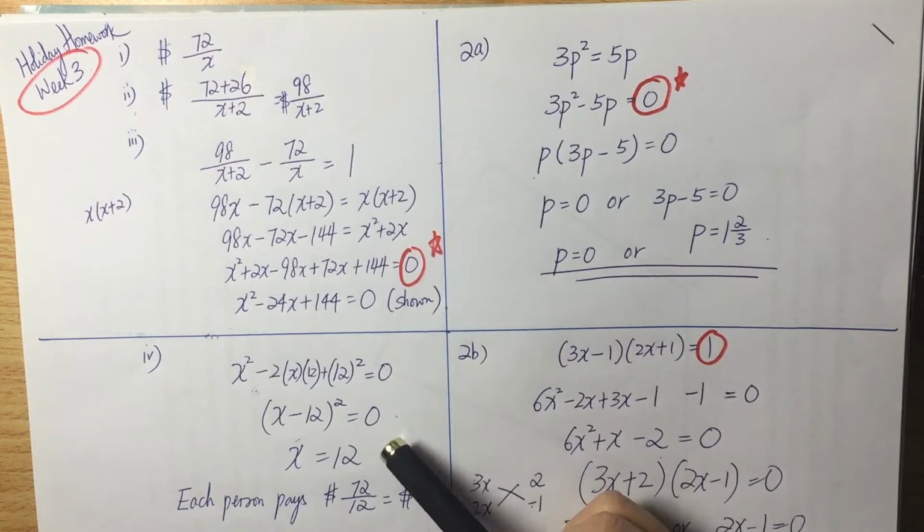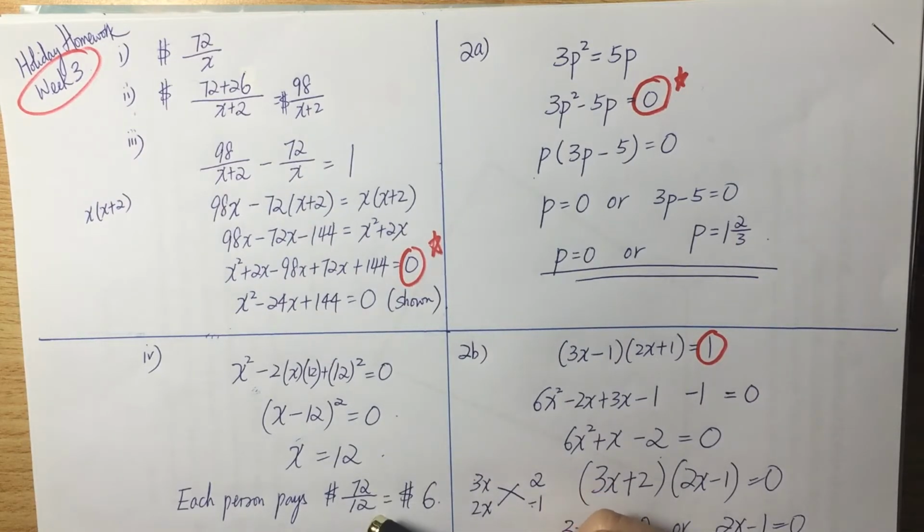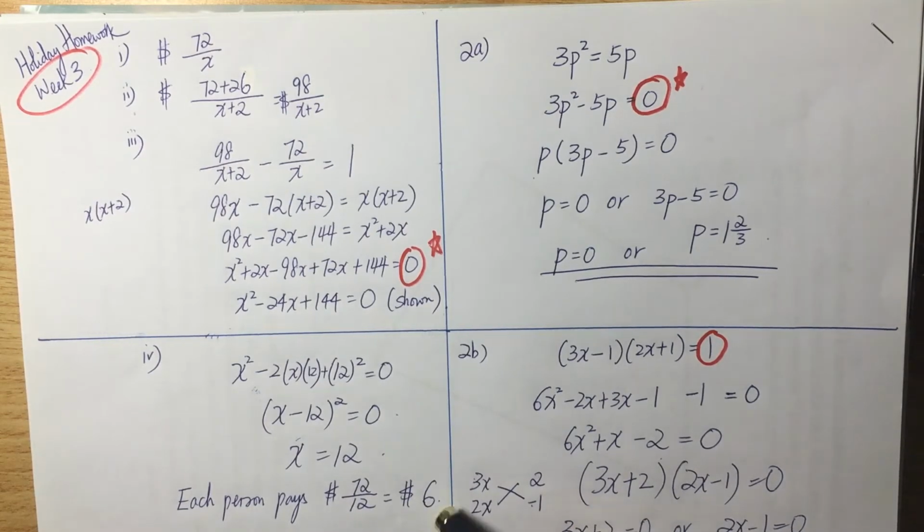So there's only one answer. The only answer is x equals 12. So when x equals 12, the amount of money that each person has to pay will be 72 divided by 12, which is $6.